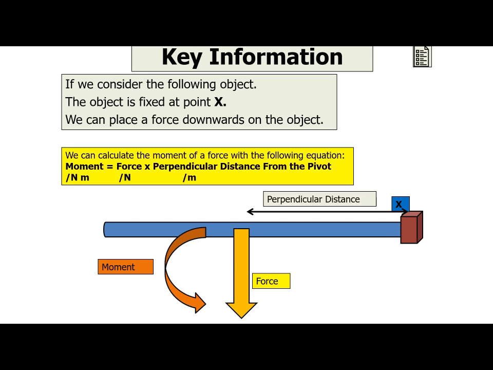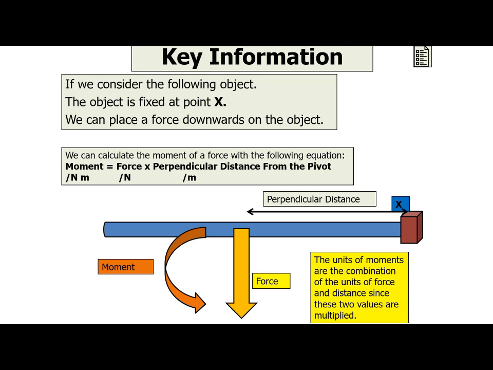When you're calculating the moment acting on an object, it's always important to use the perpendicular distance. The units of moments are newton metres, because the units of force are newtons, and the units of perpendicular distance are metres. So the unit of moment is a combination of the units of force and distance, since the two values are multiplied. Moments are vectors as they make objects rotate, so when calculating moments, you must state the direction they cause rotation in.